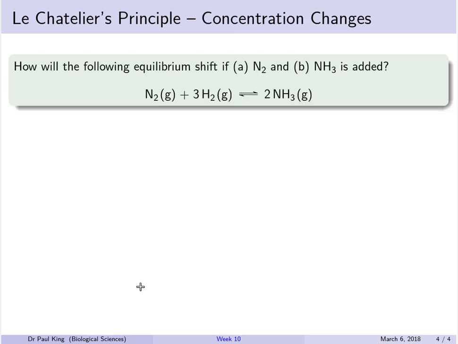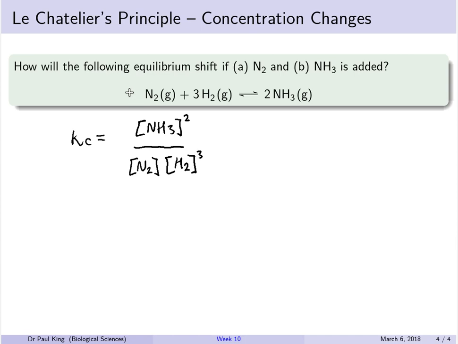Now, one final thing to consider then is the effect of concentration changes on the equilibrium. And it's useful when we consider concentrations just to consider the expression for the equilibrium constant. So if we write down the expression for the equilibrium constant for this chemical reaction that we have here, it's going to be the concentration of the product, ammonia squared, divided by the concentration of nitrogen, multiplied by the concentration of hydrogen raised to the power 3.